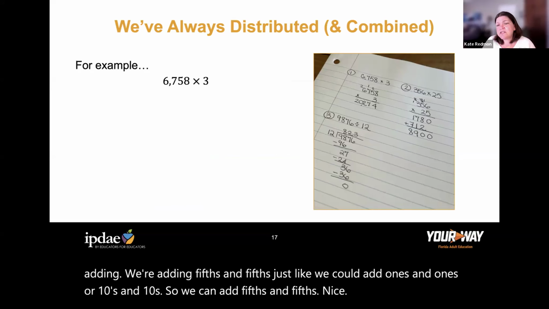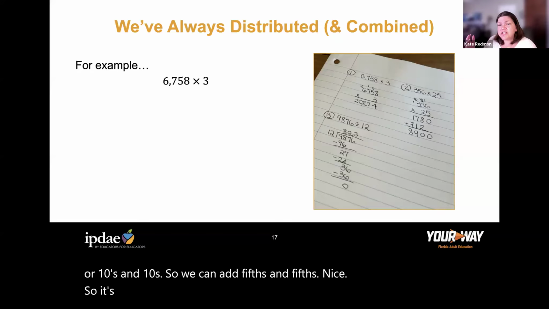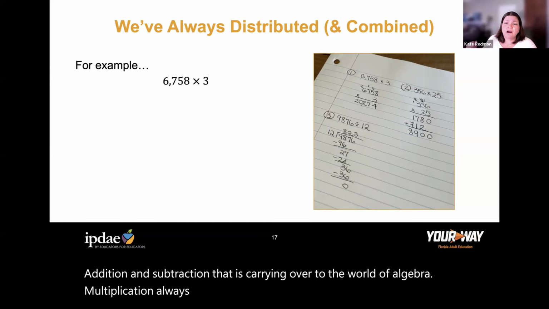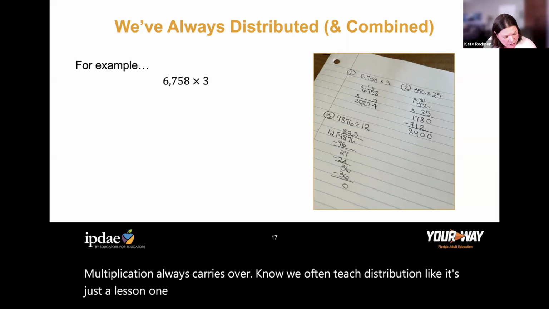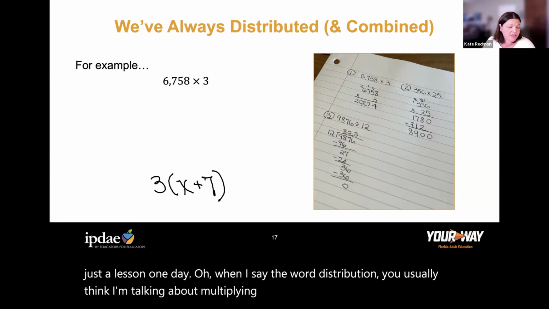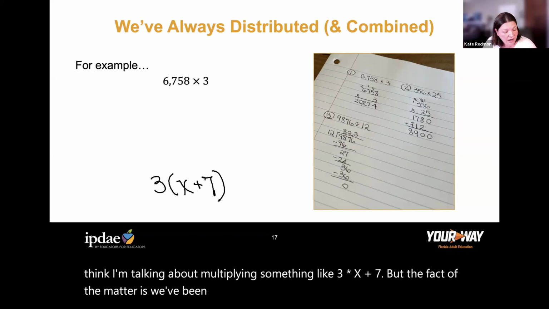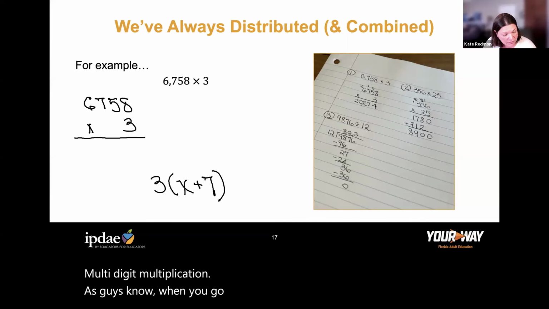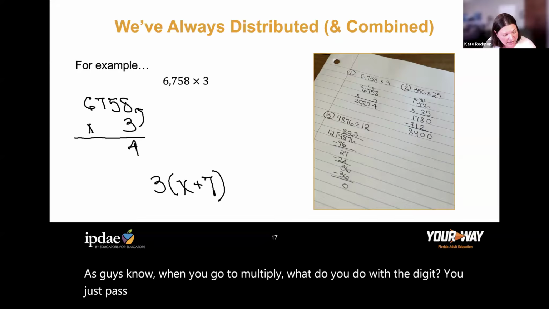Beautiful. So it's not only addition and subtraction that is carrying over to the world of algebra. Multiplication always carries over. You know, we often teach distribution like it's just a lesson one day. When I say the word distribution, you usually think I'm talking about multiplying something like 3 times x plus 7. But the fact of the matter is, we've been distributing ever since we've done multi-digit multiplication. As you guys know, when you go to multiply, what do you do with the digit? You just pass it out. Do your students realize that that's what we're doing?